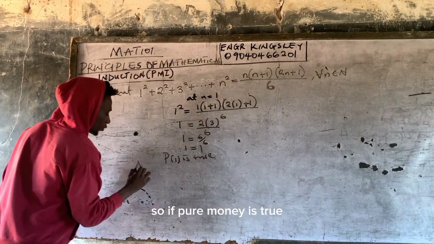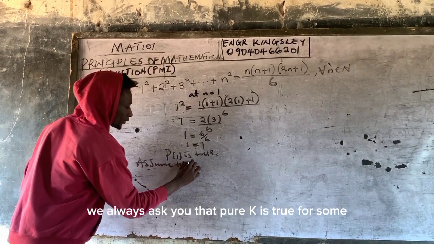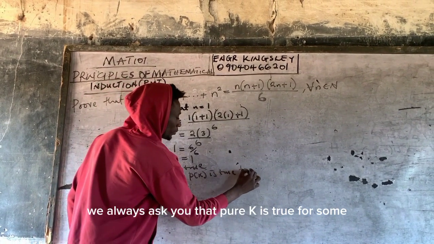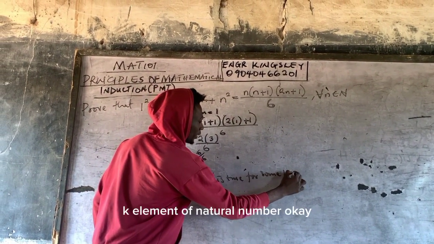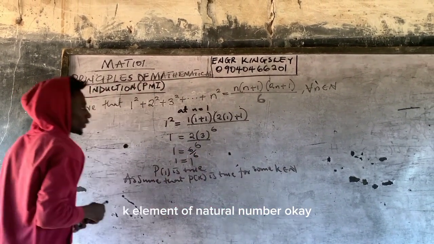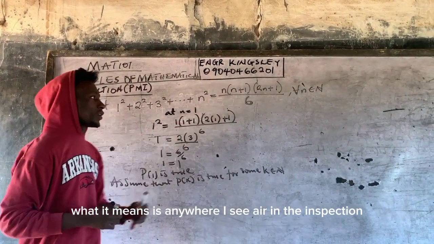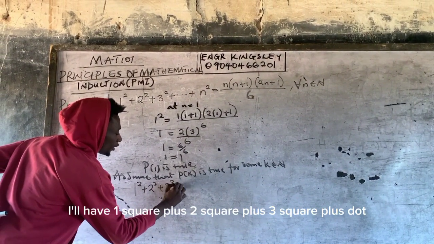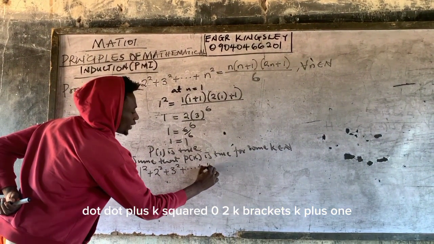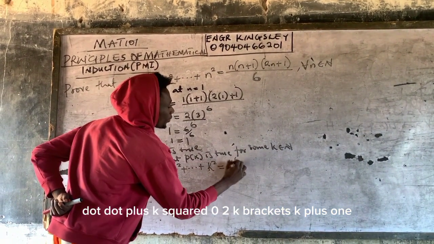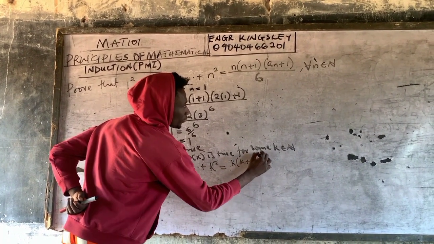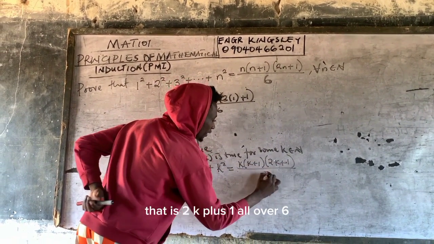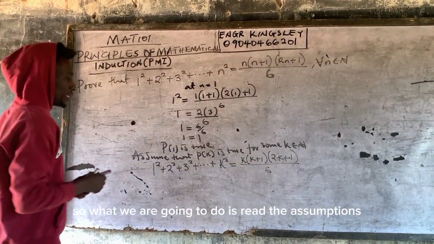So if P of 1 is true, we always assume that P of k is true for some k element of natural number. Okay? What it means is anywhere I see n in the expression, I will call it k. I will have 1 squared plus 2 squared plus 3 squared plus dot dot dot plus k squared is equal to k bracket k plus 1 bracket 2k plus 1 all over 6. So what we are going to do is, this is the assumption state.